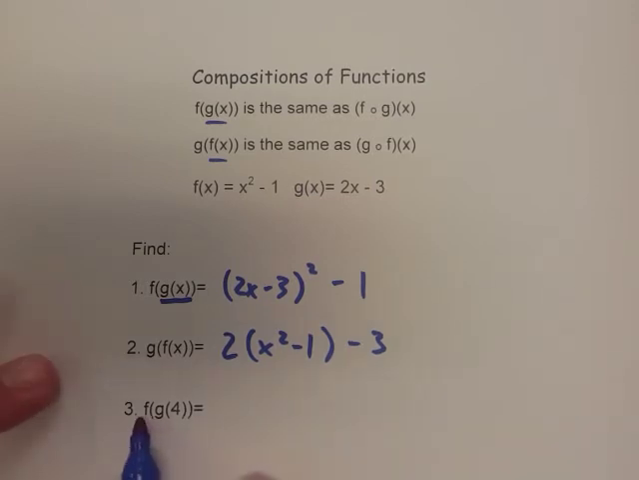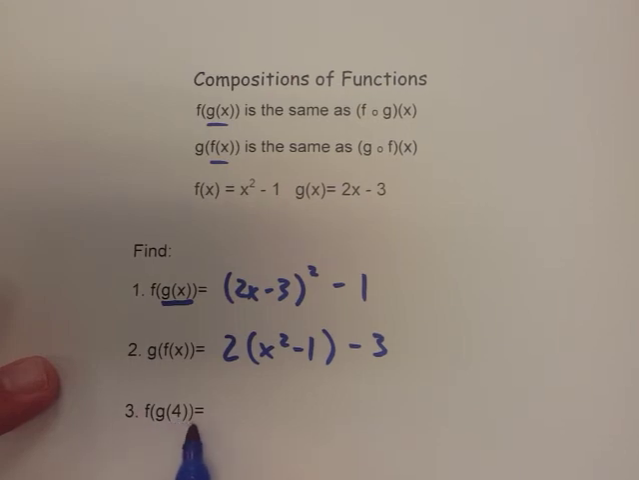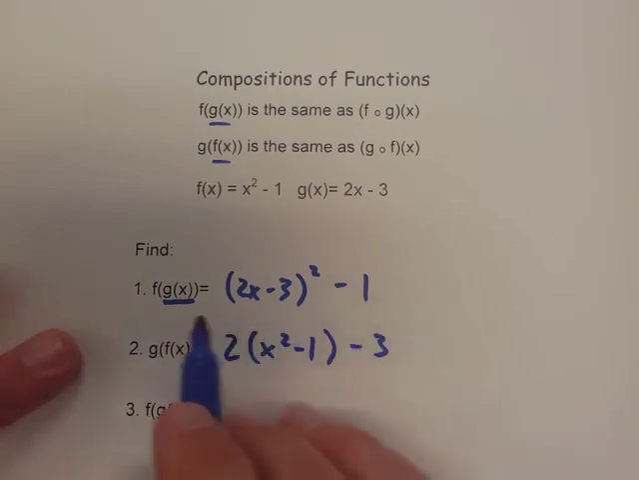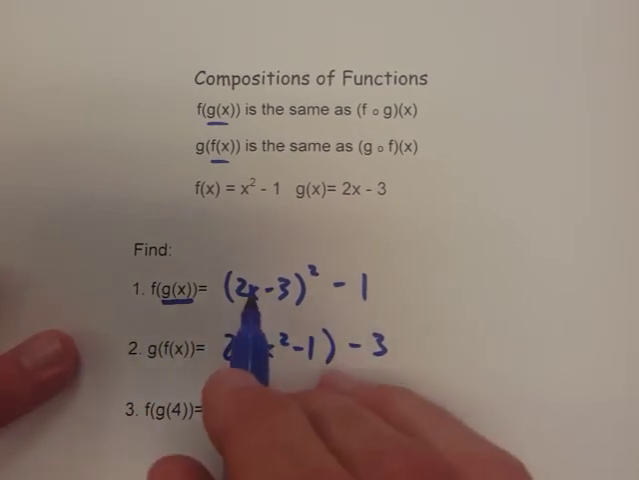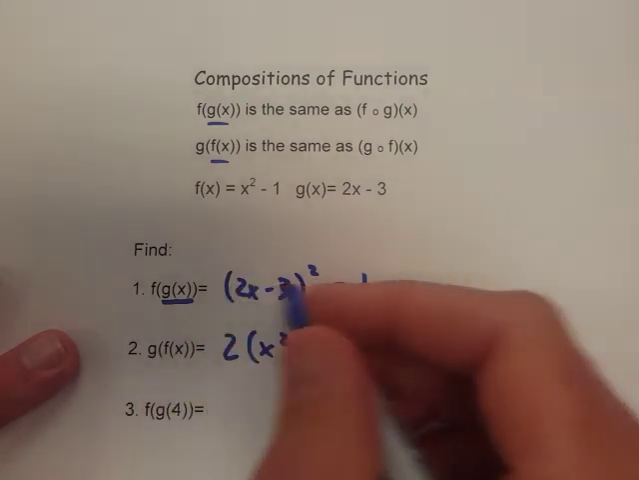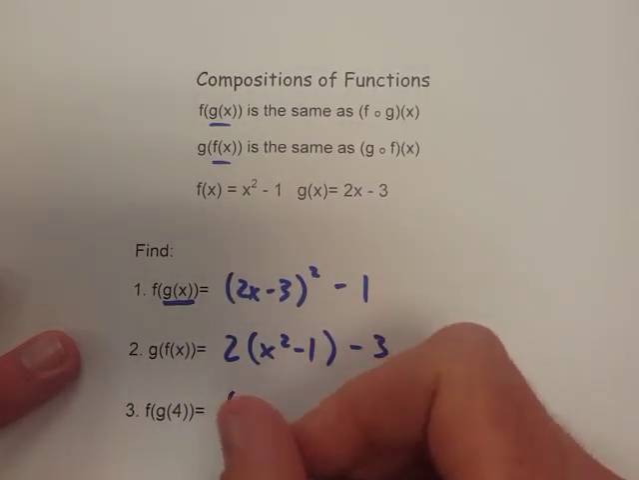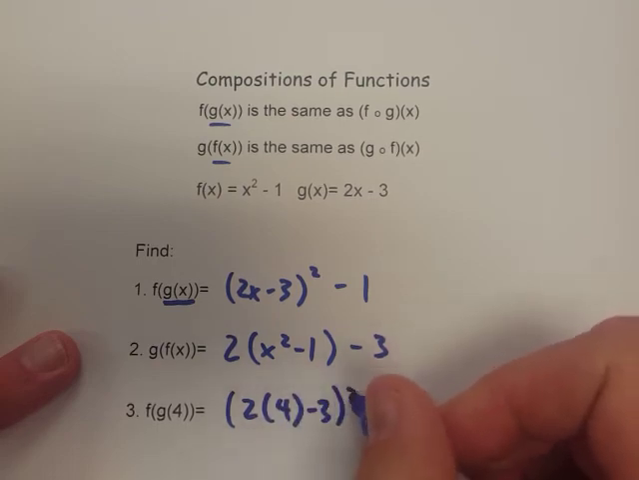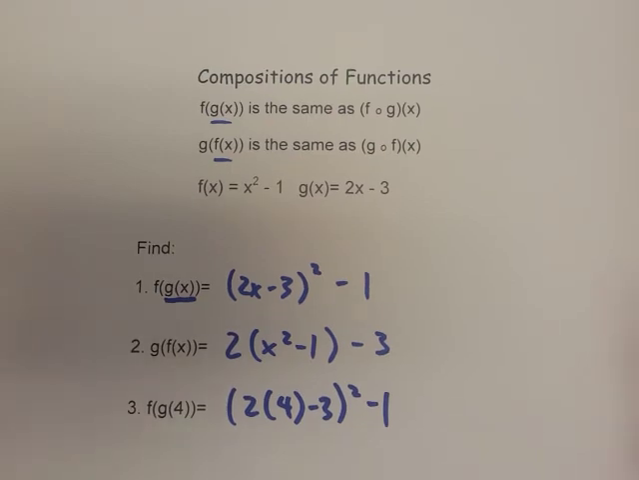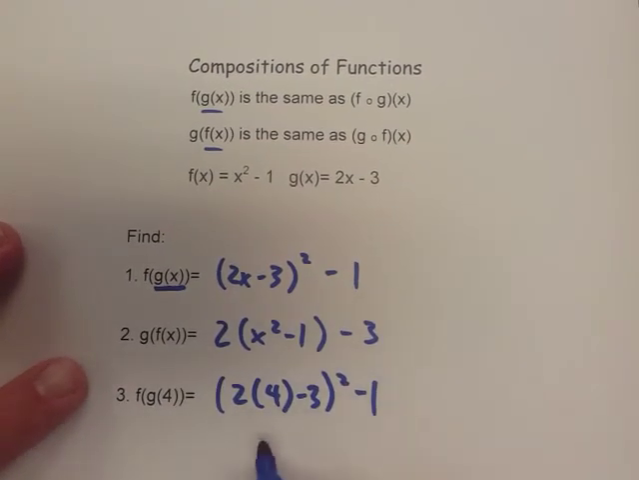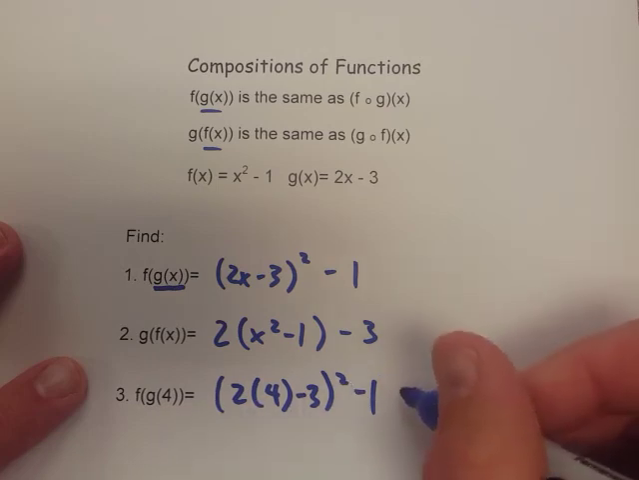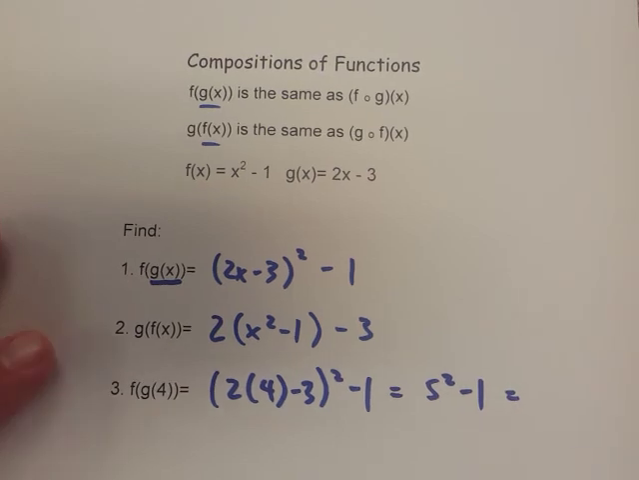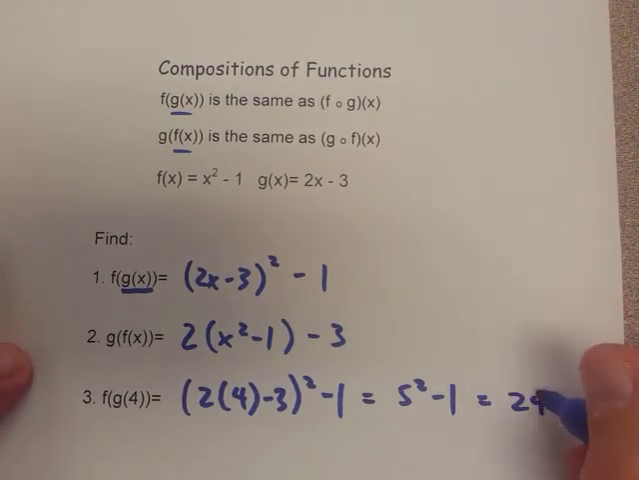Now this last one you'll notice is f of g of 4. We've actually already found f of g of x. It's right up here. So really that's just taking a specific value of f of g of x. So I could just borrow it from up here and say, well, then that's 2 times 4 minus 3 squared minus 1. And then I could evaluate that from there. So it looks like we would have 8 minus 3, so 5 squared. So we'd have 5 squared minus 1, which is 25 minus 1, which would give us overall 24.